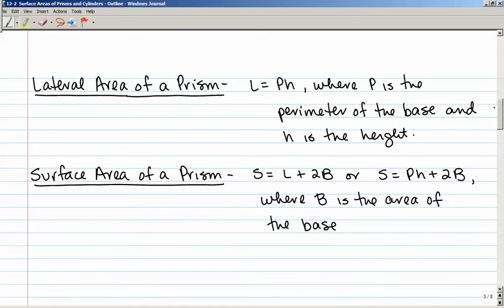Here are some formulas. The lateral area of a prism is represented by the formula L equals pH, where P is the perimeter of the base and H is the height. The surface area of a prism is represented by the formula S equals L plus 2B, or since L is the lateral area, you could say S equals pH plus 2B. Again, where P is the perimeter of the base, H is the height of the prism, and capital B is the area of the base.